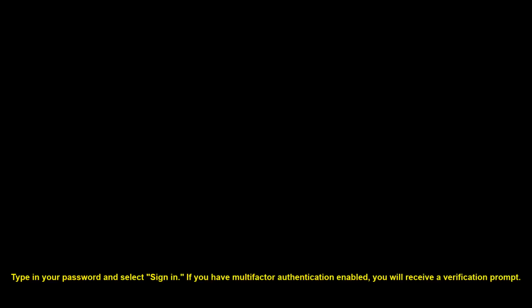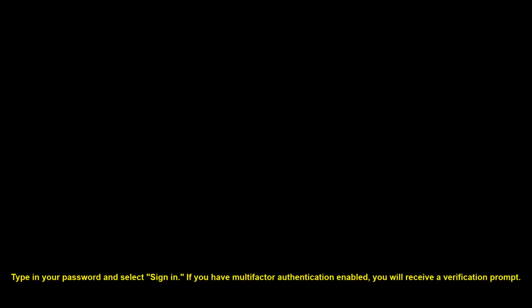You'll be prompted to select the type of account you want to add. Choose work or school account or personal account based on your needs. Next, tap on Sign In and enter your email address associated with your Microsoft account. After entering your email, tap on Next. You will be directed to the password input screen. Type in your password and select Sign In.